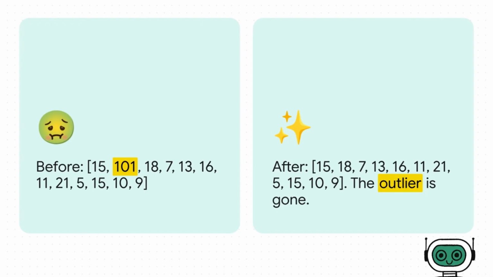First up is trimming. This one's easy to understand. You just delete the outlier. Gone. It's like baking cookies and just throwing out the one that got burnt. Super simple, right? But you have to be careful because you're literally throwing away data. So use this one with caution.